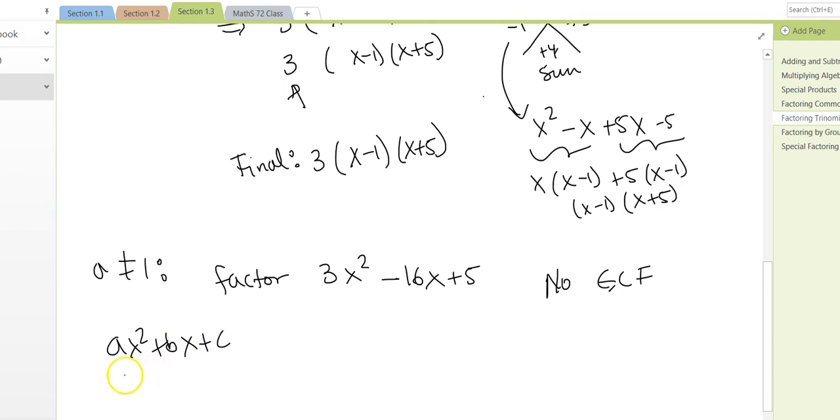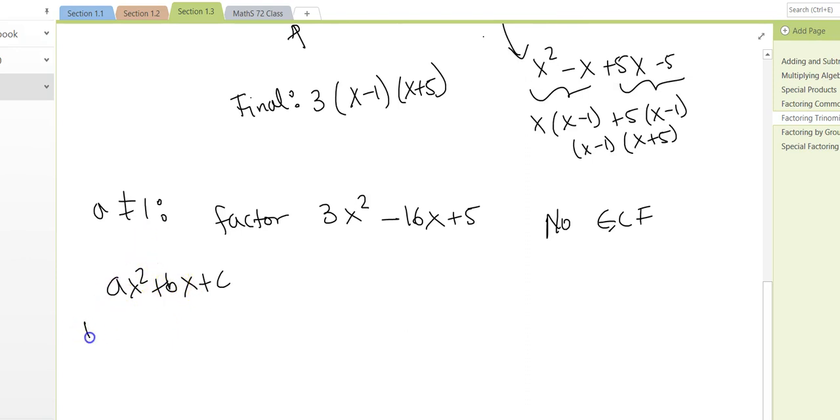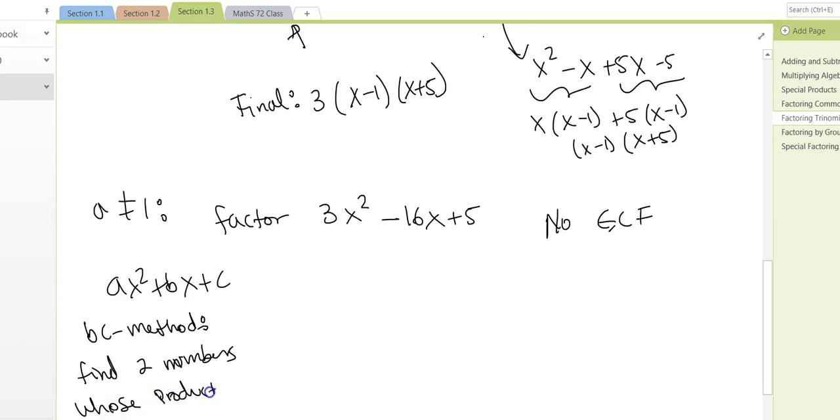So when you have a trinomial of the form ax squared plus bx plus c, the BC method is where we find two numbers whose product is B times C, and whose sum is B. So I still do my little cross here, and so I want two numbers whose product is 3 times 5. Or sorry, AC, not BC. It's the AC method.